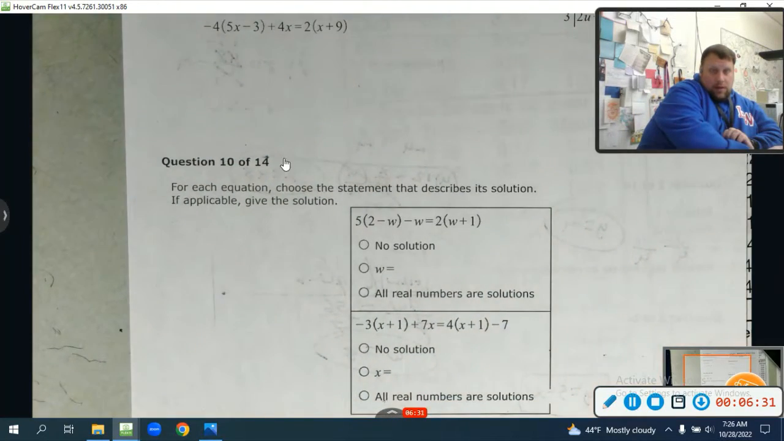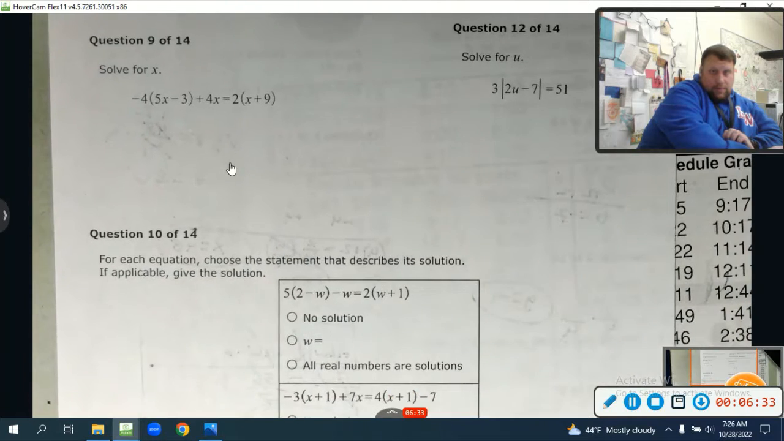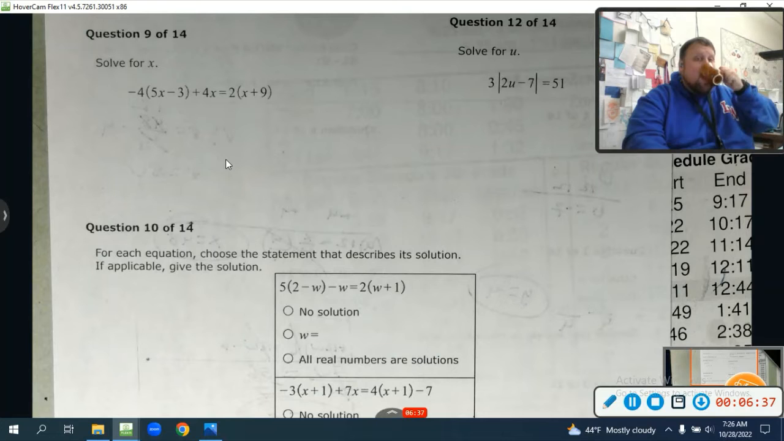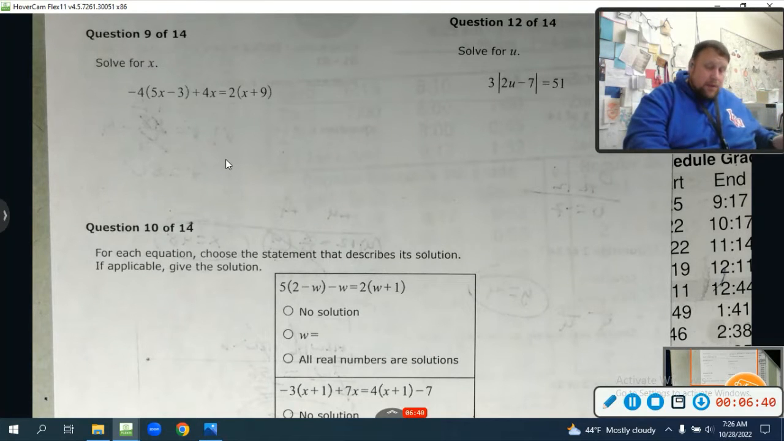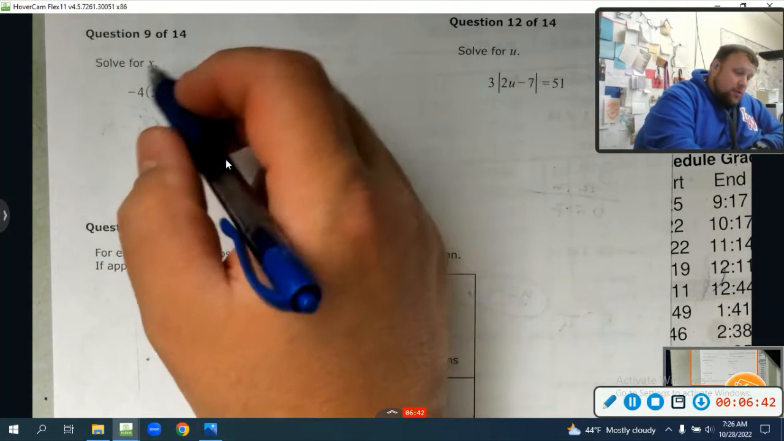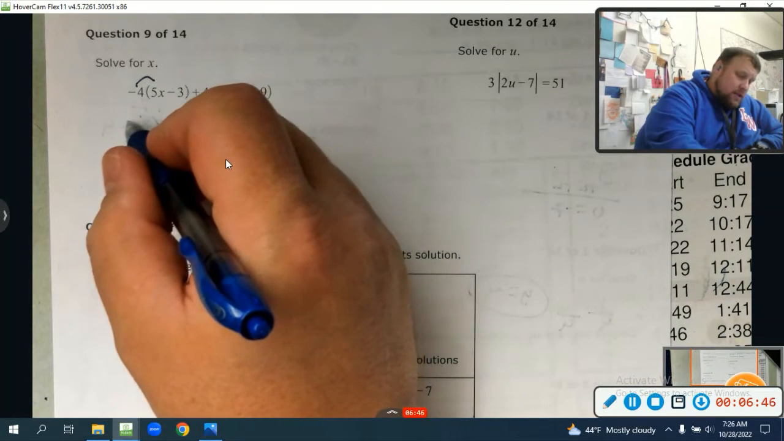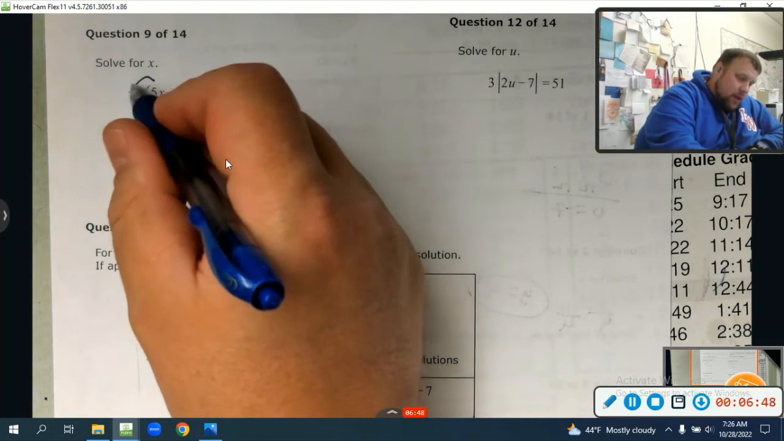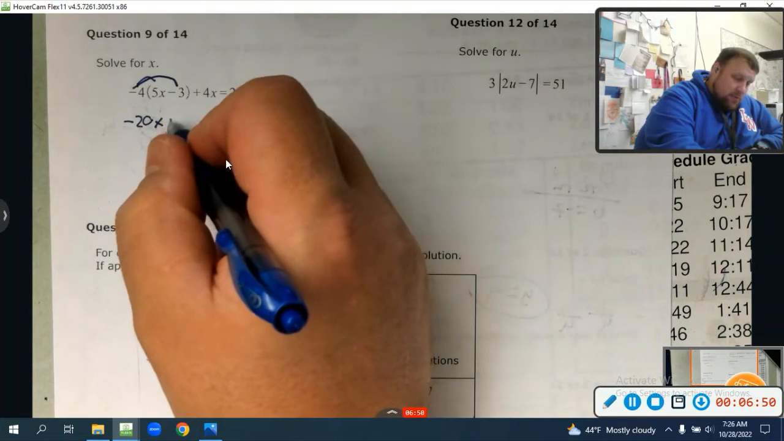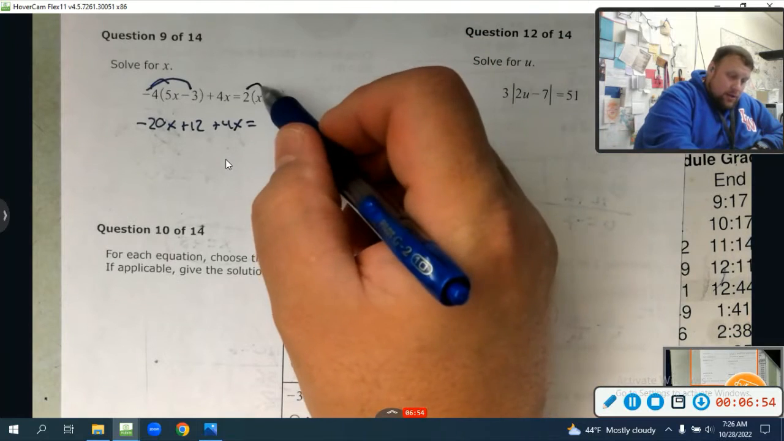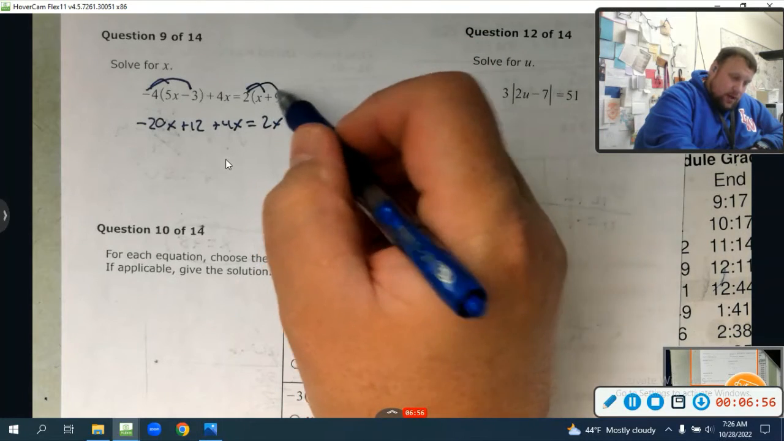Okay, let's look up here. Problem's a lot like the last. Got to double distribute though. All right, negative 4 times positive 5x is negative 20x. Negative 4 times a negative 3 is positive 12, and then plus 4x equals 2 times x is 2x, and 2 times 9 is 18.